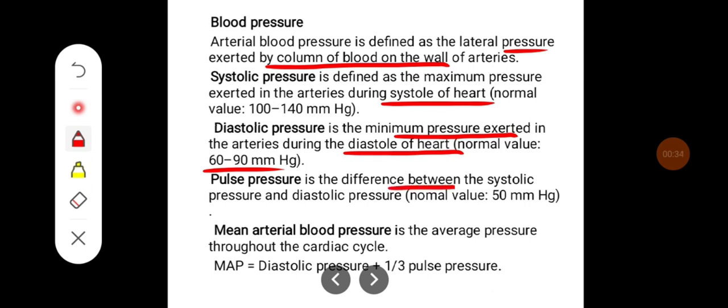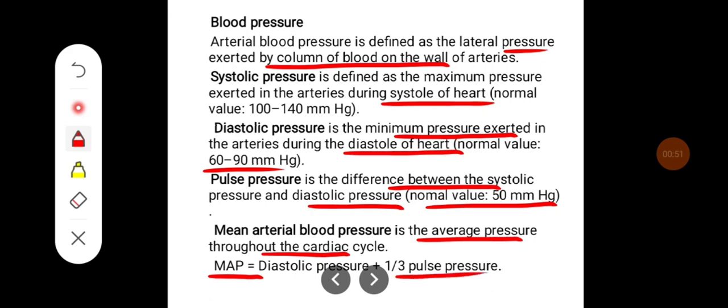Pulse pressure is the difference between systolic and diastolic blood pressure, the average being 50 mm of mercury, and mean arterial blood pressure is the average pressure throughout the cardiac cycle. So mean arterial pressure can be given as diastolic blood pressure plus one-third of the pulse pressure, because the systole and diastole are not the same.